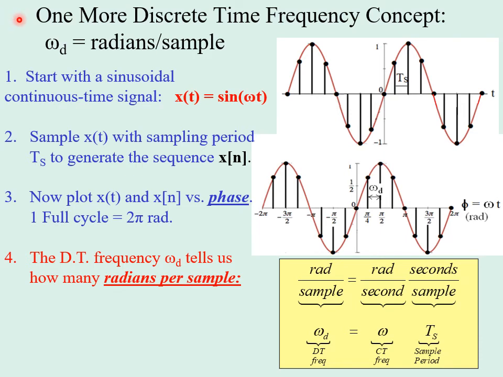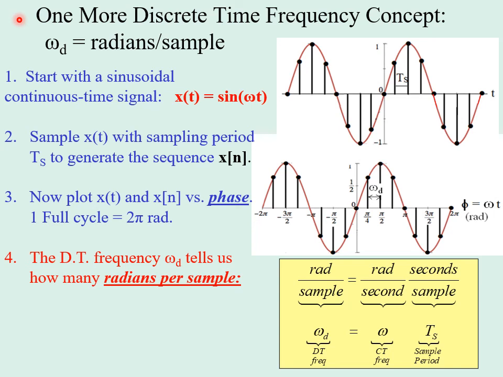There's one more really meaningful concept about discrete time frequency, and this is not really shown in your book. It may be mentioned much later in chapter 7 on sampling, but your book doesn't really stress this concept. I like to include it here because I think it gives good insight into visualizing and thinking about what a discrete time frequency is. And that is, we can think of it as radians per sample, because that, in a sense, is what it means.